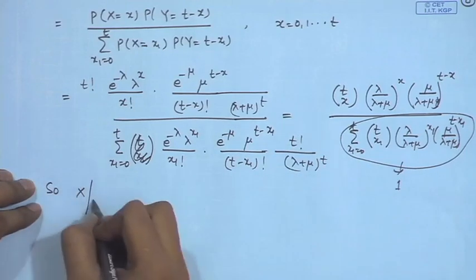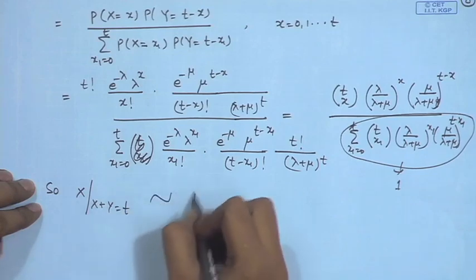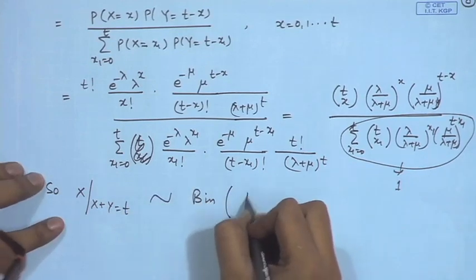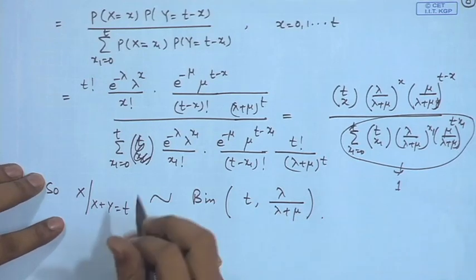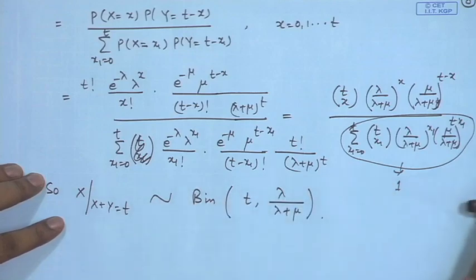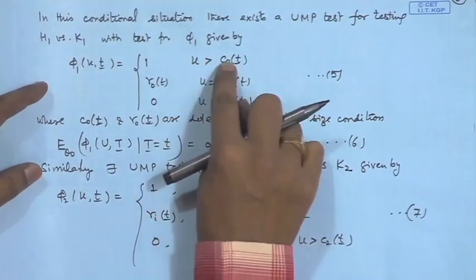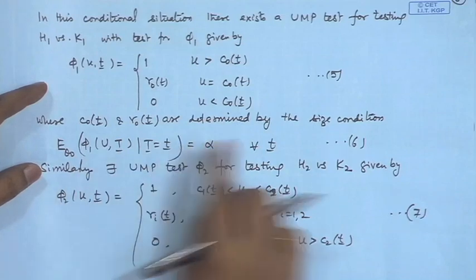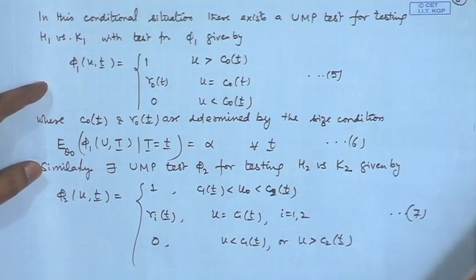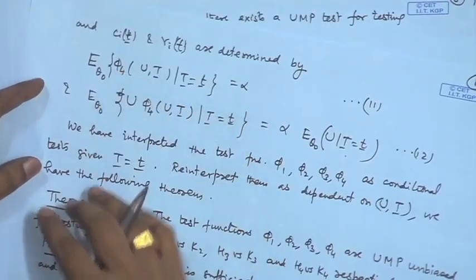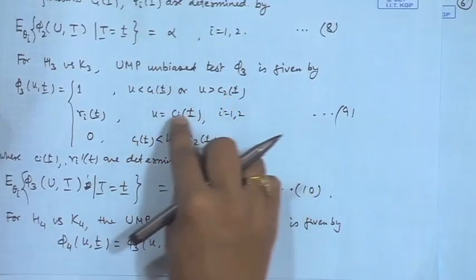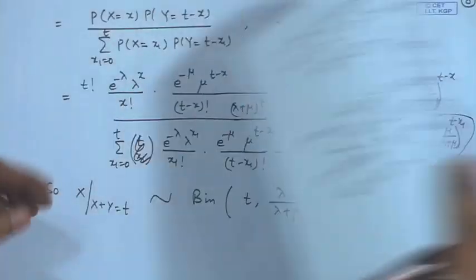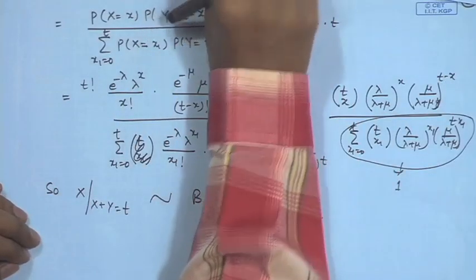So, the conditional distribution of x given x plus y, this is binomial with parameter t and lambda by lambda plus mu. Therefore, in the test function, if I am considering c naught and gamma naught here from this condition, or in phi 4 function, if we are considering these coefficients, that is c 1, c 2, gamma 1, gamma 2, etc. Through these conditions, they all can be determined from the tables of the binomial distribution.